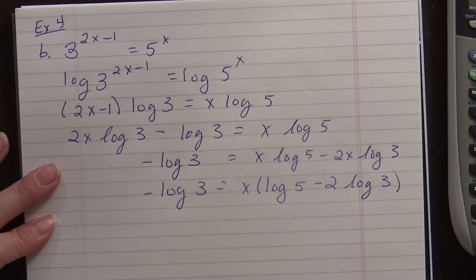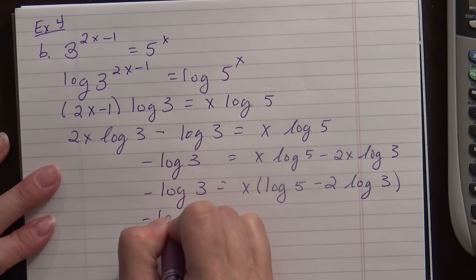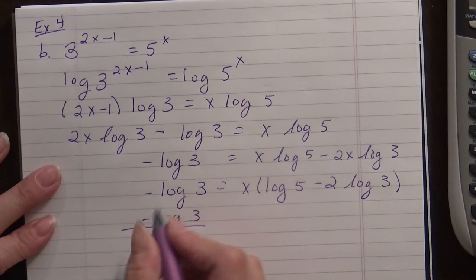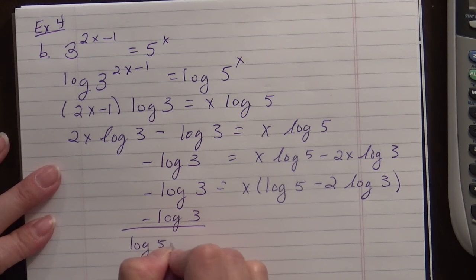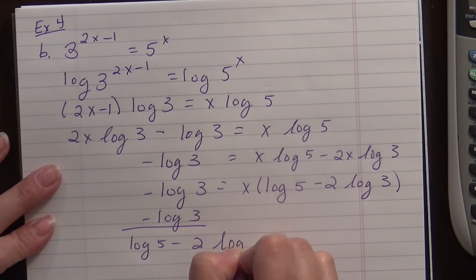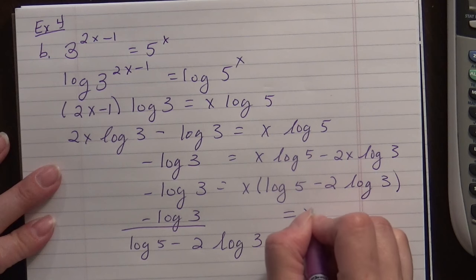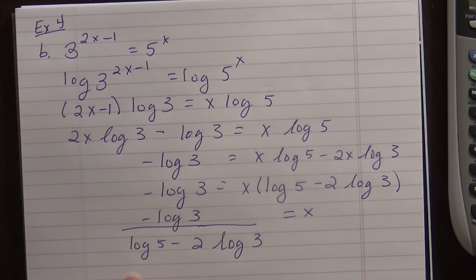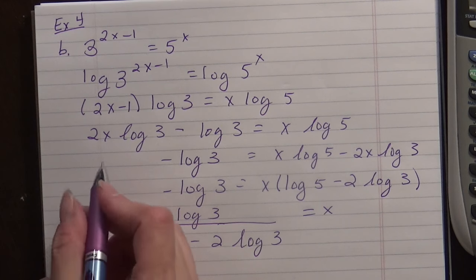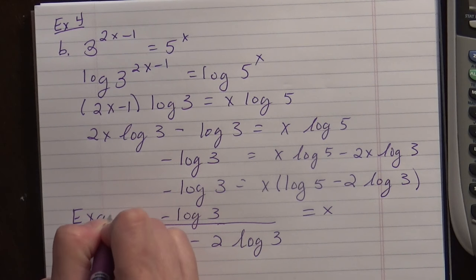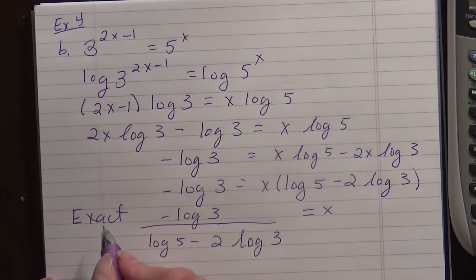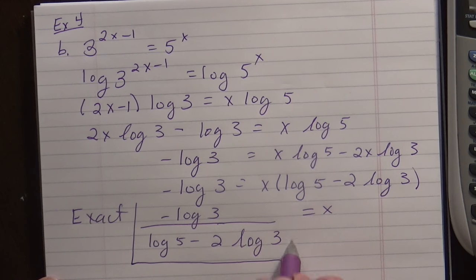And now to solve for x, we can divide both sides by all of this. So we'll have negative log 3 over log 5 minus 2 times log 3. That's all equal to x. So we refer to this as our exact value. And the calculator will give us our approximation.